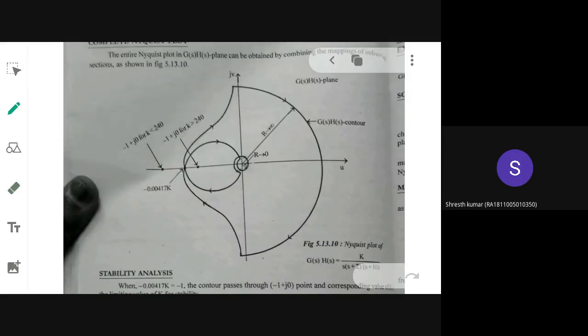First segment that you have drawn is the polar plot that is starting here and it is crossing over at minus 0.00417K, that is the crossing point on the real axis. This is your first map. Next map, that's the first map. I have not drawn it fully. So let me draw the first map. This is my first map.